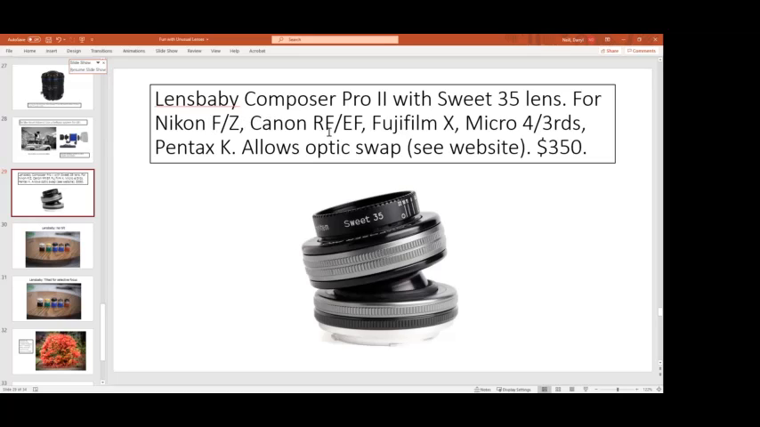Nikon F and Z, Canon RF, they're mirrorless, and EF, Fujifilm X, Micro Four Thirds, and Pentax. And this is the version that uses their optic swap system. This is a Sweet 35. The Sweet refers to the fact that the focus is sharpest in the center, the sweet spot. And you can unscrew that and pop in another lens. And you move it all around manually while looking at the back of your camera to see where you're looking. And this, with this particular optic swap in there, is $350.